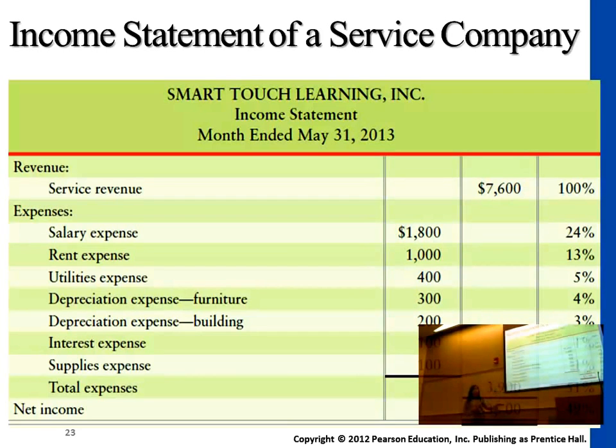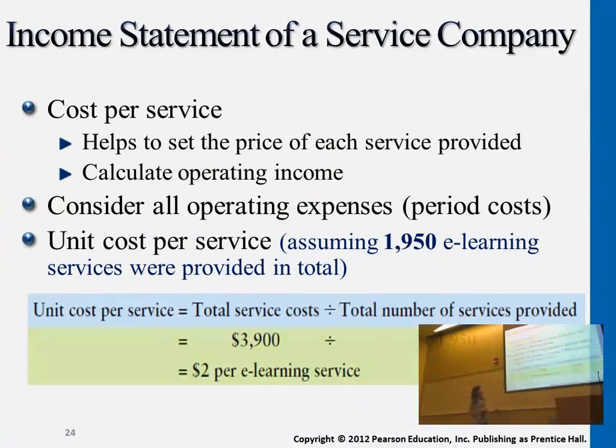Okay, so this is an income statement that you already learned in the financial accounting course. We have revenues on top, we have expenses listed. These are the costs of doing business, costs of providing services to customers. We add them up, divided by the total number of customers that we dealt with in this entire accounting period to figure out what is the unit cost per service.